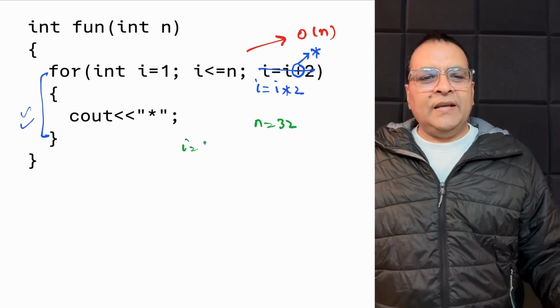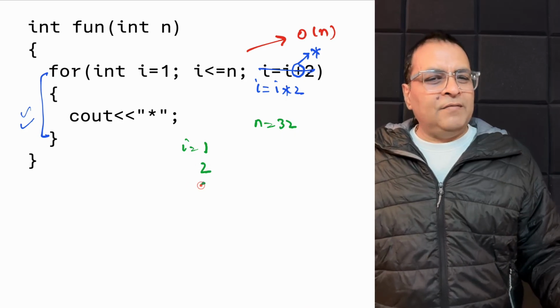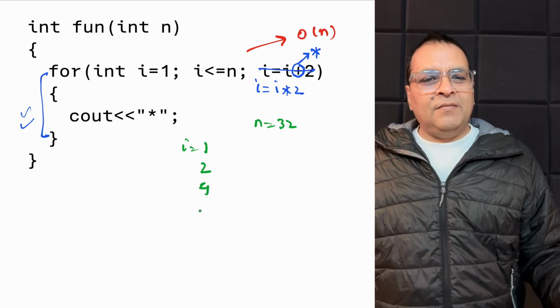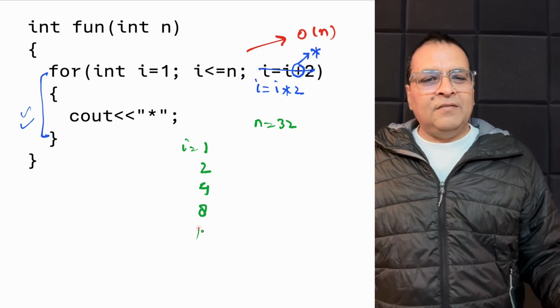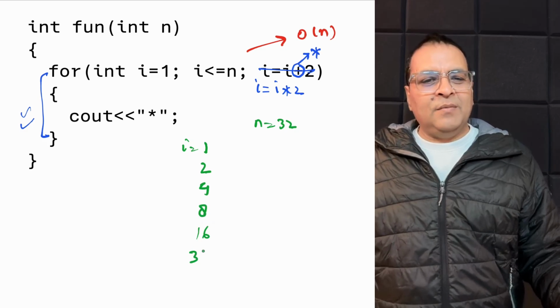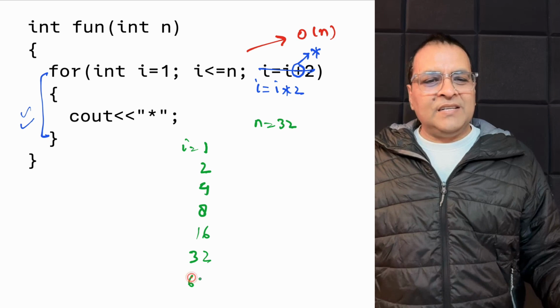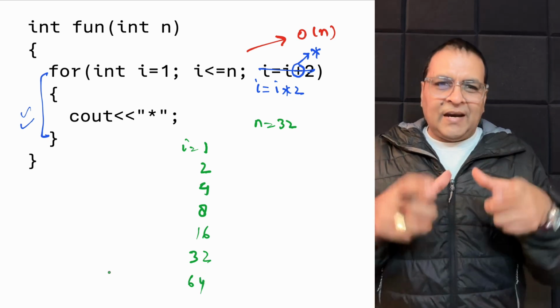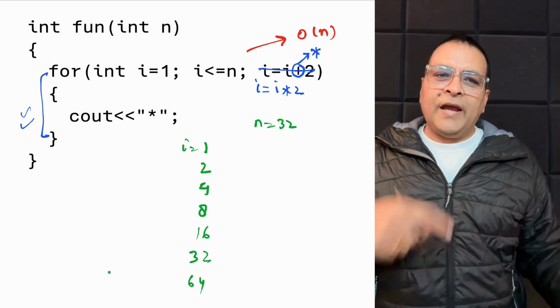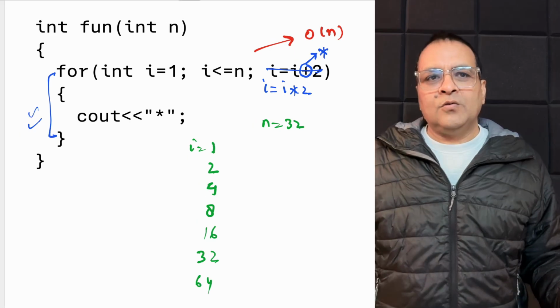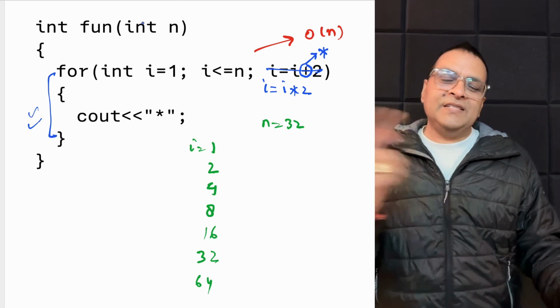Initially the value of i is 1, then the value of i will be 2, then 4, then 8, then 16, then 32, then 64, and so on. It means that i is doubling itself for every iteration of this loop. So by when will i reach n?